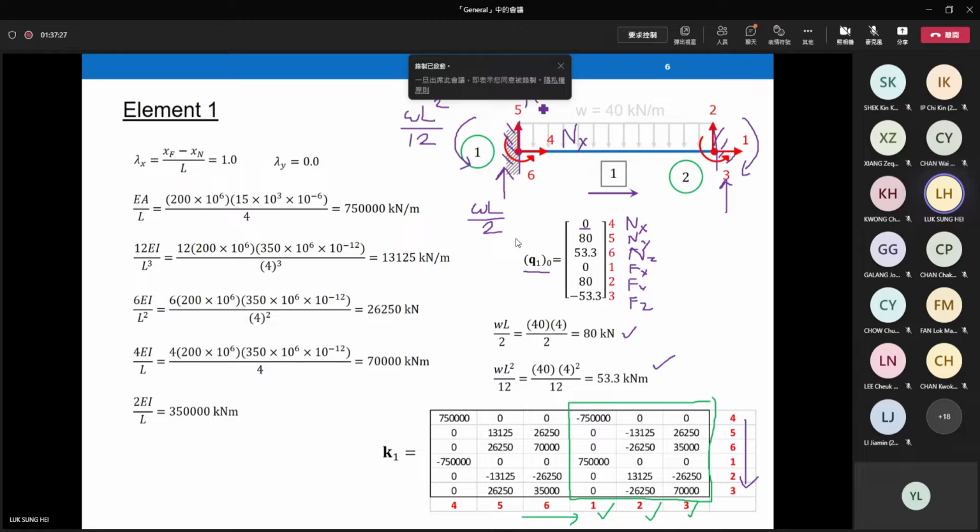Ny means the vertical component, which is the vertical fixed end force. It is equal to 80, and then the moment, 53.3, positive, because this moment is anti-clockwise. On the other side, far end F, we have no horizontal force. We have one vertical force, positive. And then finally, the moment is negative because the moment is clockwise. On the right-hand side, clockwise moment, this one. Clockwise moment is negative according to our sign convention. So we have this fixed end force vector right here, Q0.